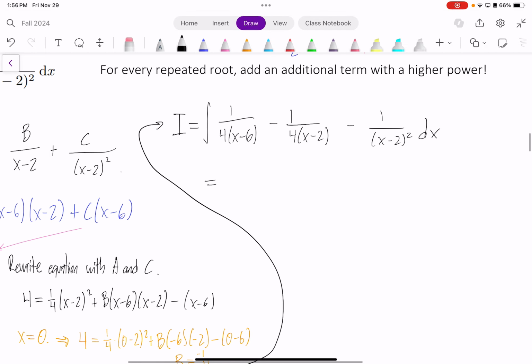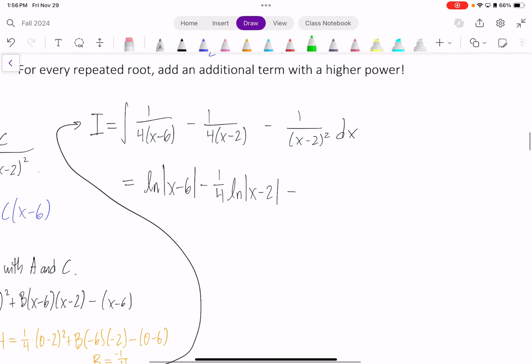So let's try and integrate this. The left-hand term, 1/4 over x minus 6, is going to be 1/4 times the ln of the absolute value of x minus 6. This is going to be -1/4 times the ln of x minus 2. And then how do we use that last one? That's not a log rule, is it? No, that's a power rule. Power rule, right? So we have a negative 2 in the power.